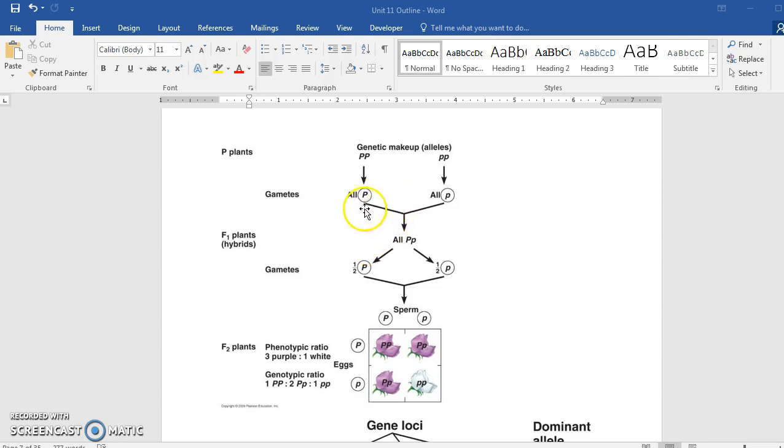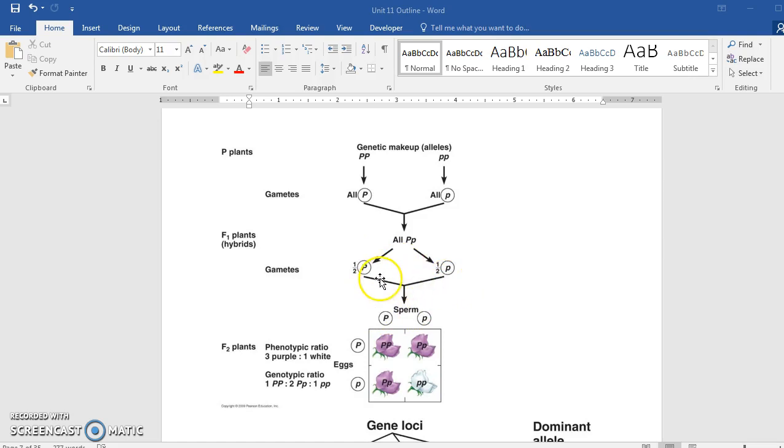With the parents, the only type of gamete that the purple parent would produce would be a big P gamete, or gametes that carry a big P. The white flowers are shown with a lowercase p because it's recessive. The only type of gamete they would produce would be a little p gamete, or gametes that contain little p. So big P crossed with little p, and all the offspring, all the F1s would be big P, little p. And all that would show up as color would be purple, dominant.